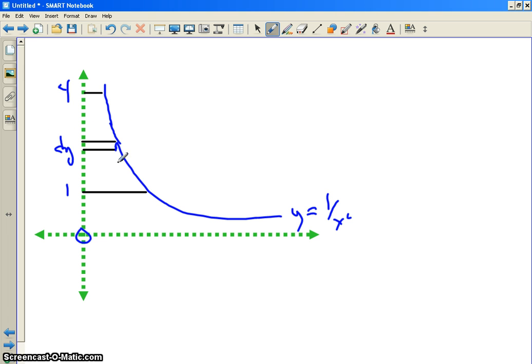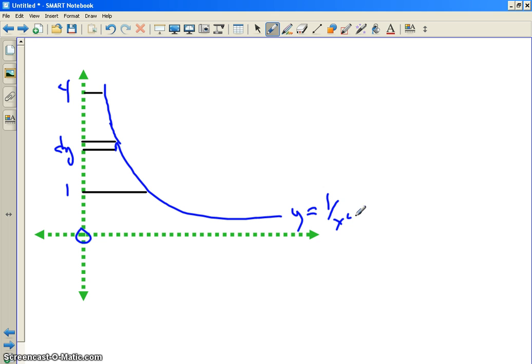I still get a disk, right? Because it's perpendicular to the axis of rotation, the y-axis. It touches the axis of rotation, right? That's a disk. What's the radius of rotation? It's going to be this x value, whatever it is, right? It's going to be smaller here. It's going to be bigger here. How do I figure that?